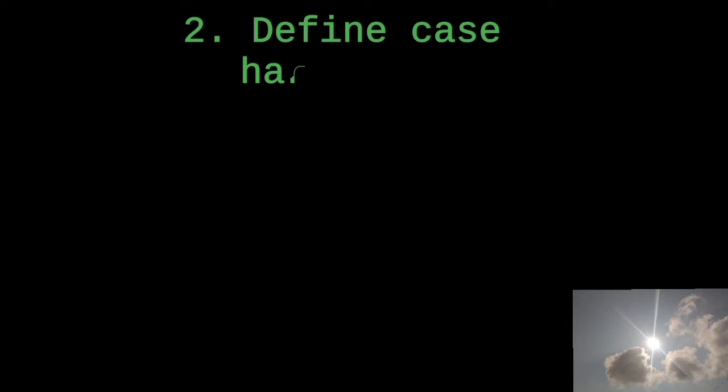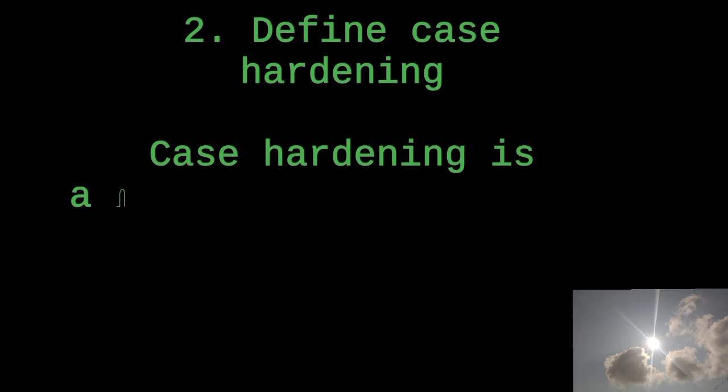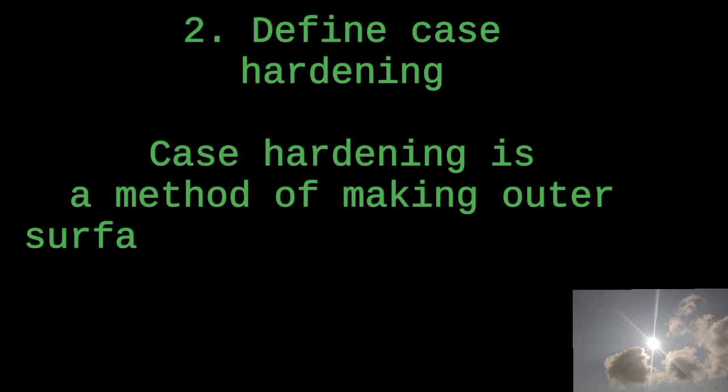2. Define case hardening. Case hardening is a method of making outer surfaces harder of the steel parts. It is done using low-carbon steel.